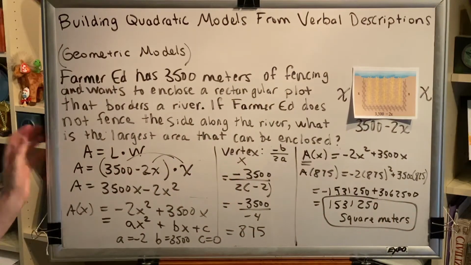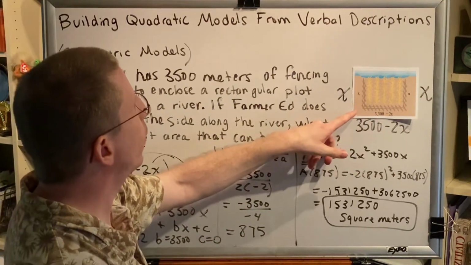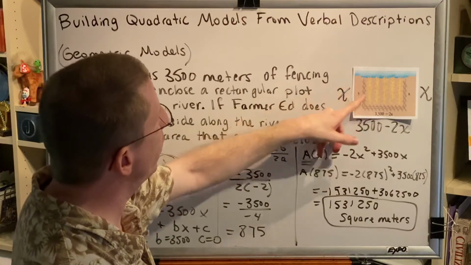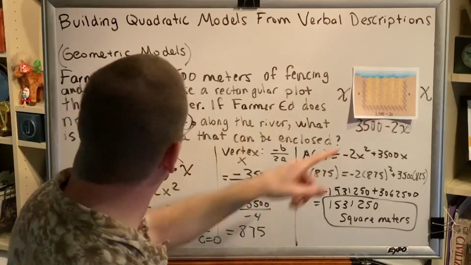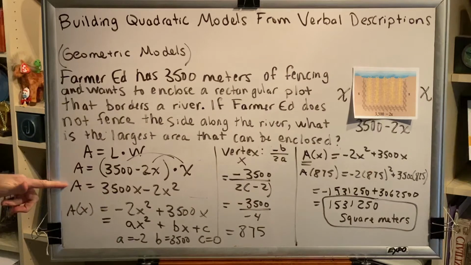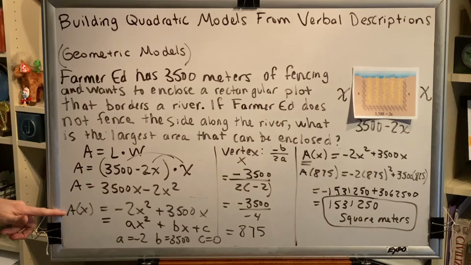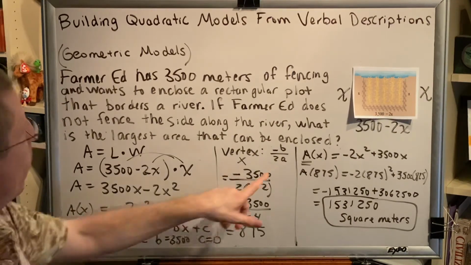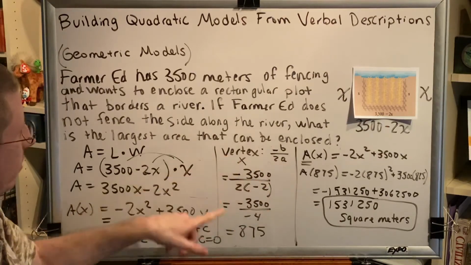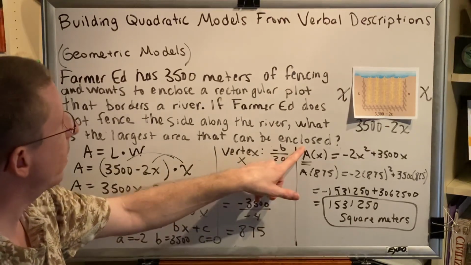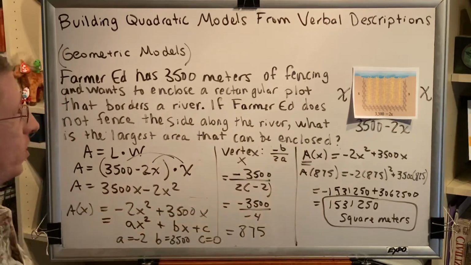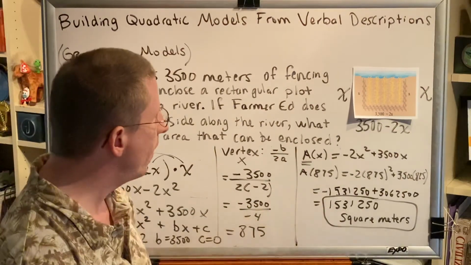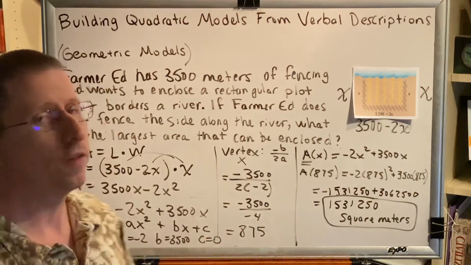Okay, we're now done with this problem. Let's just briefly summarize the steps. The diagram made this problem very easy for us to do. We multiply this distance, the width, times this distance, the length, and that gives us an algebraic expression for A, which we write as A of x. And once it's in descending order, we're able to identify our coefficients a, b, and c. We plug a and b into the vertex x, that gives us x. We plug x into the equation, that gives us A, which is the answer to our question, 1,531,250 square meters.